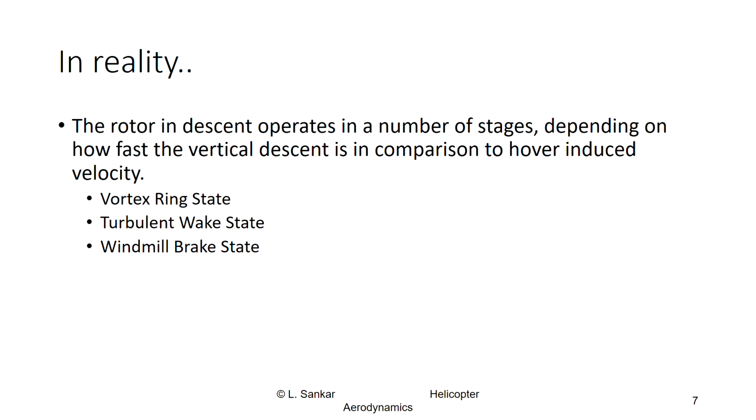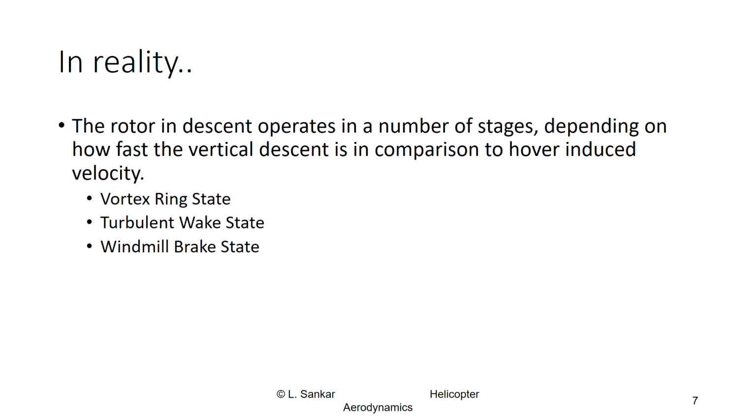So now we are going to look at 3 different scenarios. I'm going to show you what happens physically. They are called progressively, as you progressively descend faster and faster. You'll first go through something called a vortex ring state. Then if you descend even faster, you'll go through a state called turbulent wake state. Then if you descend even faster, then you'll get what you call a windmill brake state.